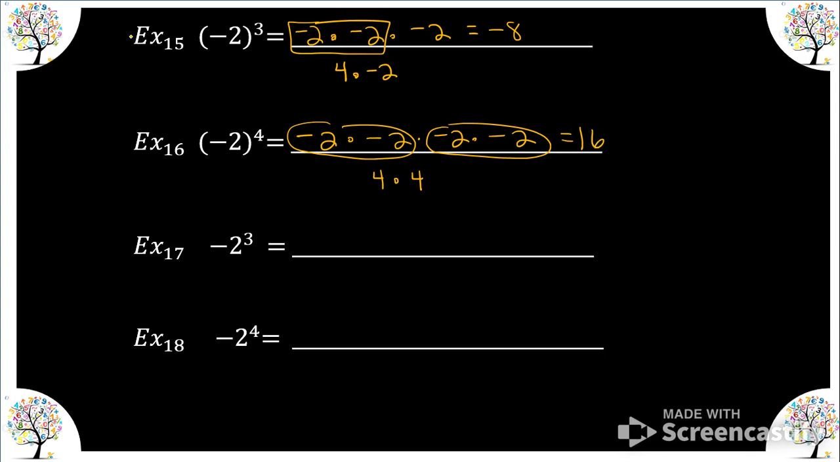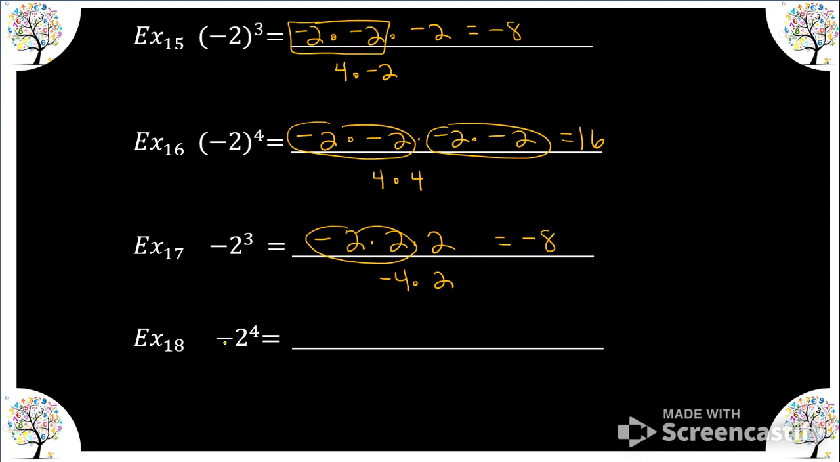Now let's notice the difference or similarities in the next two problems. This time our base is 2 raised to the third, with a negative, an understood -1, out front. It is not part of the base. It does not get expanded. So we have negative, and then we have 2 times 2 times 2. So we have -4 times +2 to give us -8.